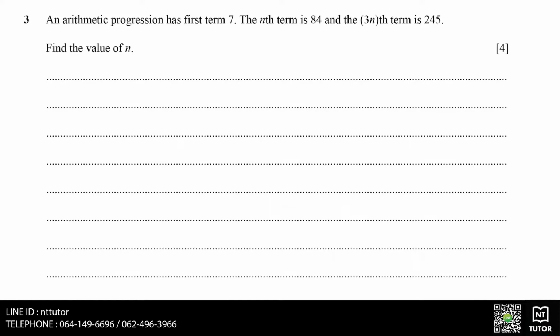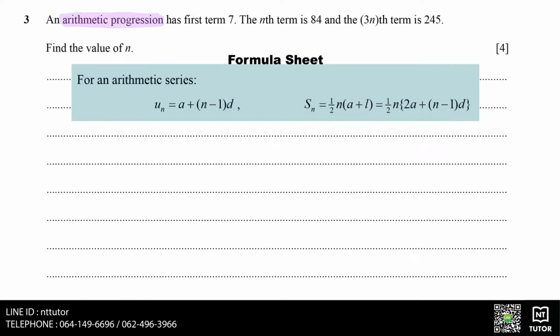An arithmetic progression has first term 7, the nth term is 84, and the 3nth term is 245. Find the value of n. The approach to solving this is to come up with equations in terms of n and use them to find the value of n. This is an arithmetic progression, therefore we have formulas for this from the formula sheet.